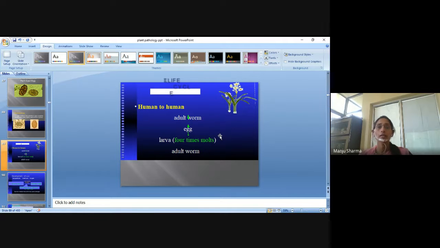Life cycle, like human to human, how the nematode will grow. So there is the adult worm, egg, then larva. It will molt 4 times, and then again be converted into an adult worm.